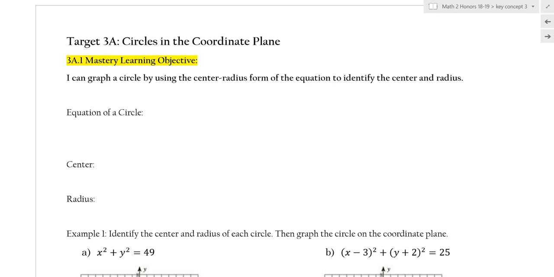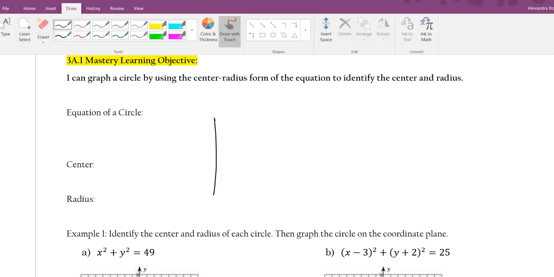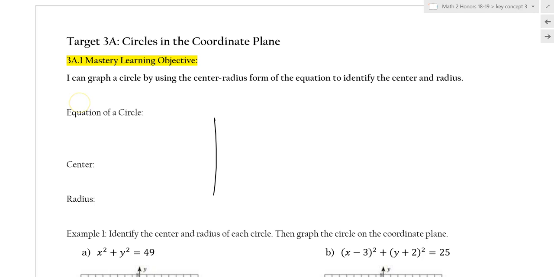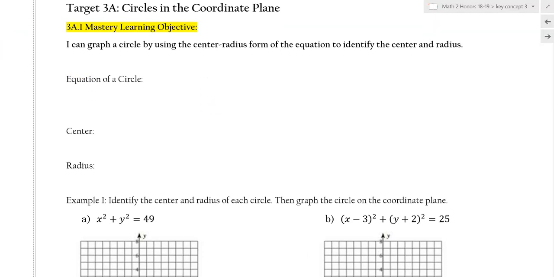All right, we are looking at now KC3. Target 3A is circles in the coordinate plane. So we're going to be doing graphing. Another 3A.1 mastery learning objective is I can graph a circle by using the center radius form of the equation to identify the center and the radius.